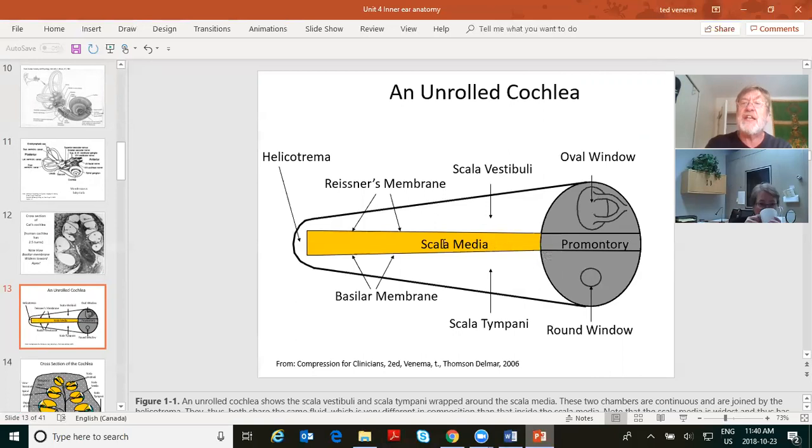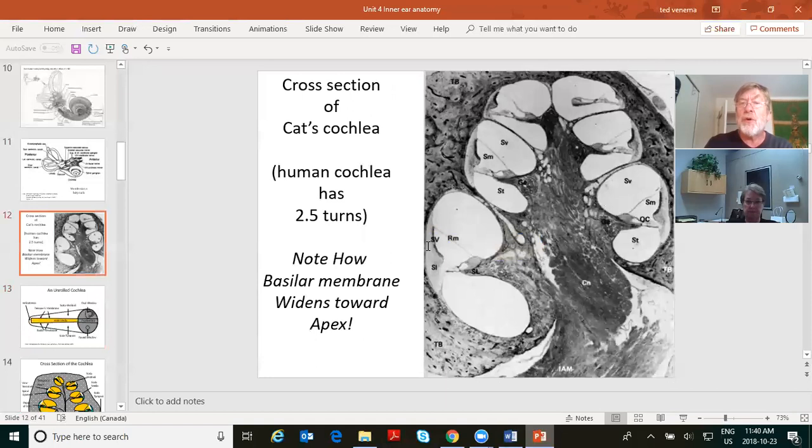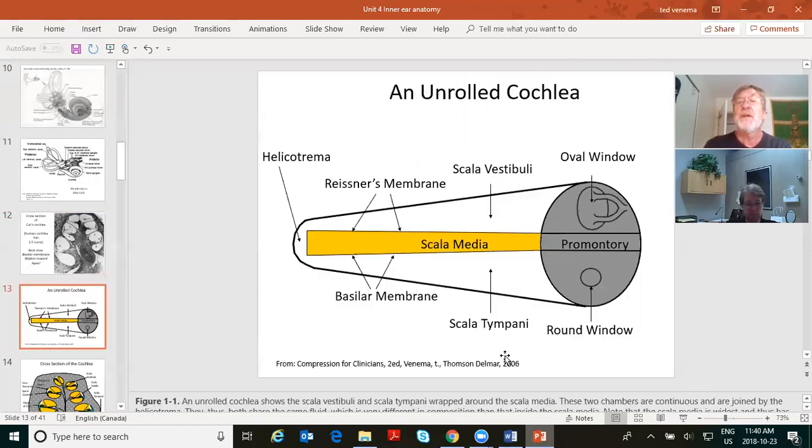Scala media is the yellow in between. That's the membranous labyrinth, and that houses all the hair cells of the cochlea. They are inside here. There's no organs inside the bony labyrinths at all. Nothing but perilymph. The scala media is where it's at.